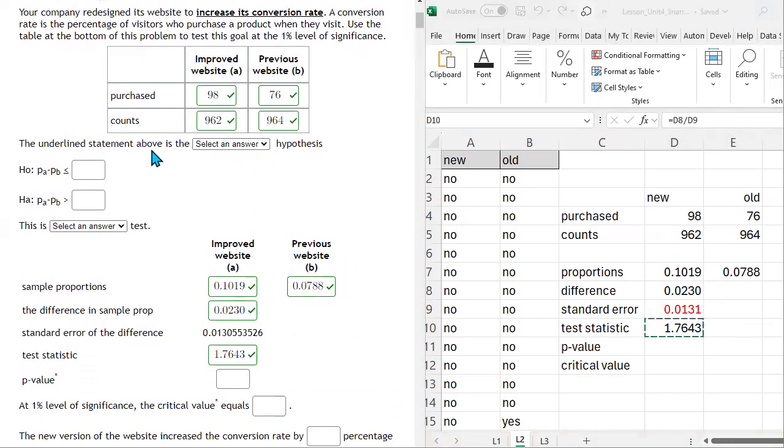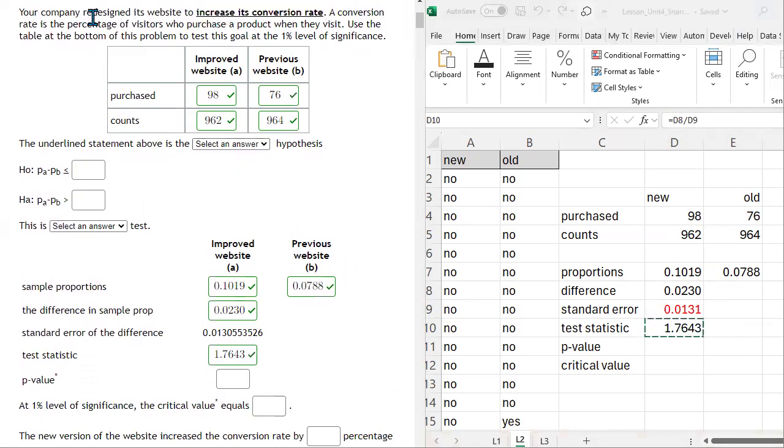Now, before we move on, I want to go through and answer some questions. The underlying statement here is what? These are our choices: university hypothesis, research hypothesis, null hypothesis, alternative hypothesis.